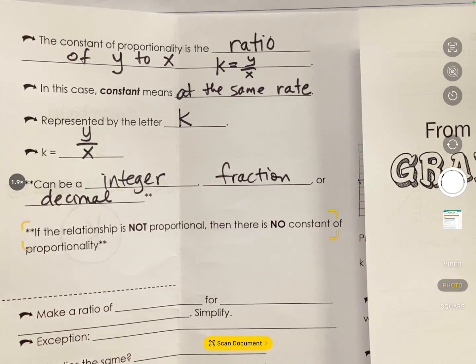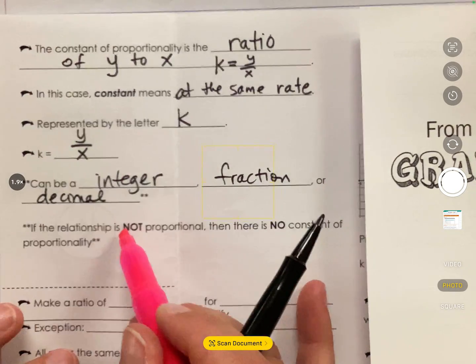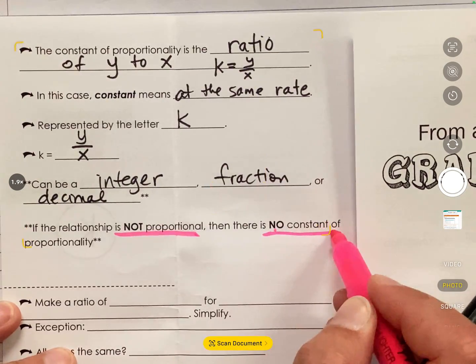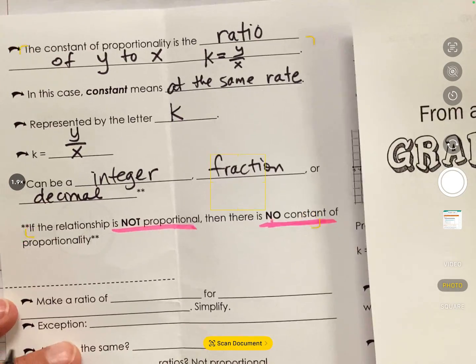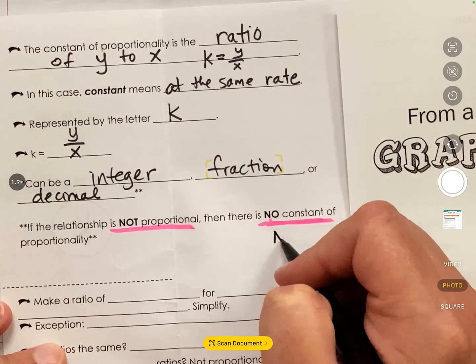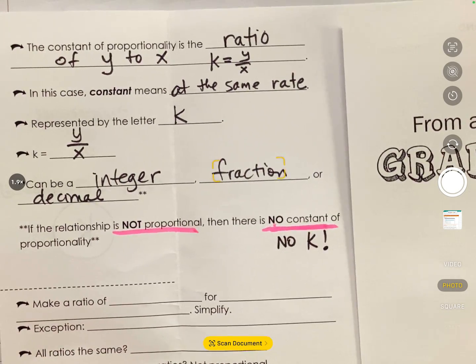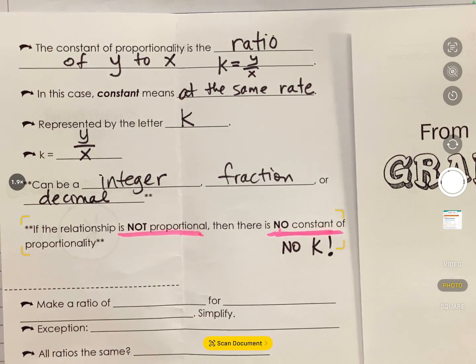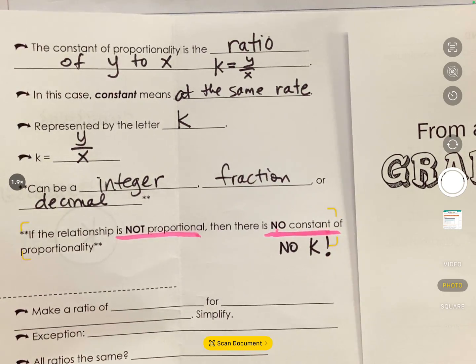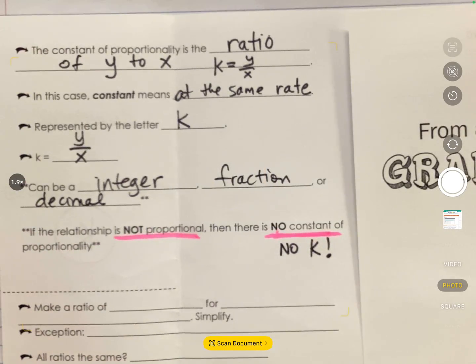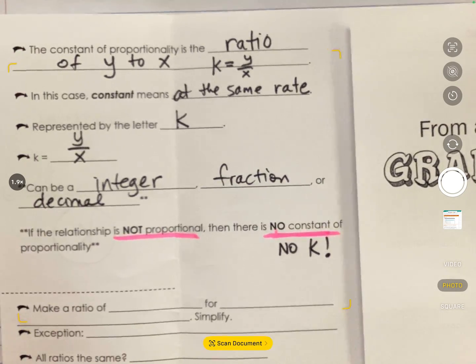It is also important to note that if we find out that something is not proportional, then that means there is no constant of proportionality. In other words, if it is not proportional, there is no K. You cannot have a number for K. It's not 0, it's just that there is not one for K. All right, so those are our notes on constant of proportionality. Again, if I'm going too fast, this video is on Canvas as well as the final notes.